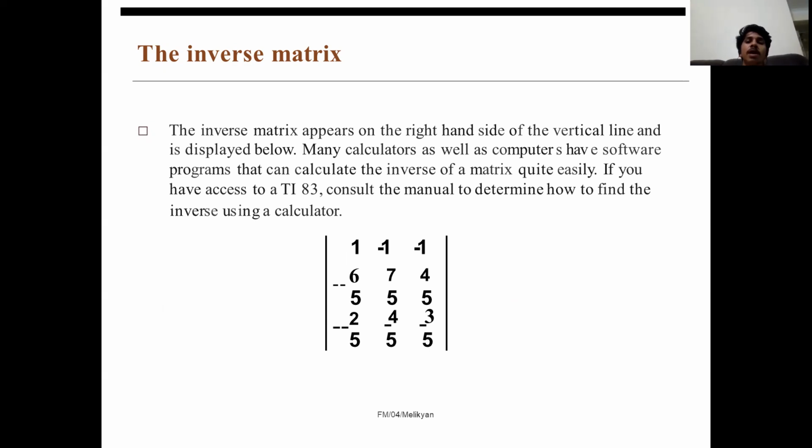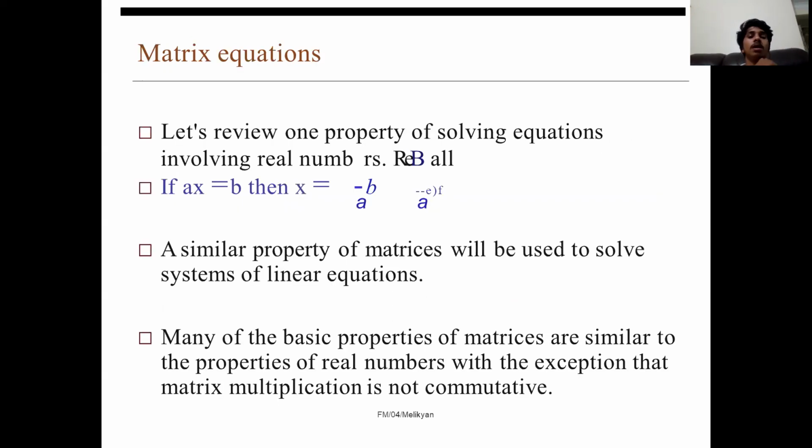Many calculators as well as computers have a software program that can calculate the inverse of a matrix quite easily. If you have access to a TI-83, consult the manual to determine how to find the inverse using a calculator. Here's a 3 by 5 matrix. 1, -1, -1, 6, 7, 4, 5, 5, 5, 2, 4, 3, -5, -5, -5. Let's review one property of solving equations involving real numbers.